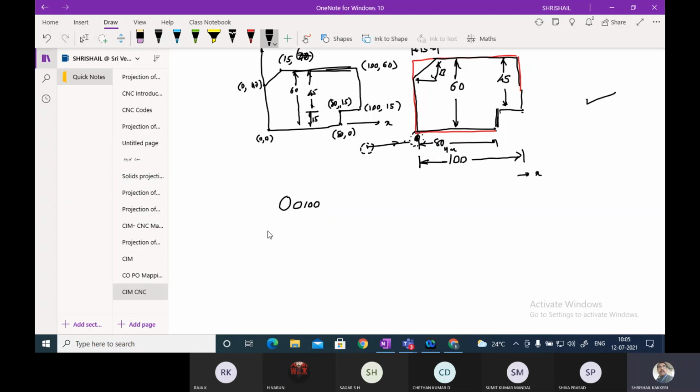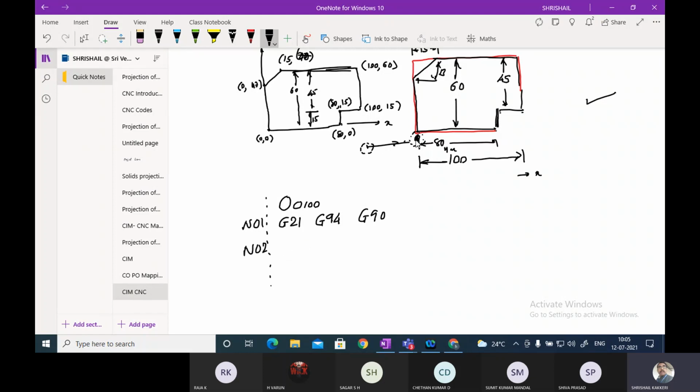The next, this side your N should come, not here. Okay, N01, the statement number. So I am using the dimensions in mm, G21, and I am using the feed per minute, G94, and I am using absolute dimensioning, that is G90. This is the first step. The second step, N02, I'll be specifying the reference point.